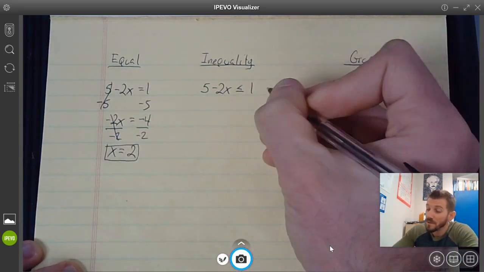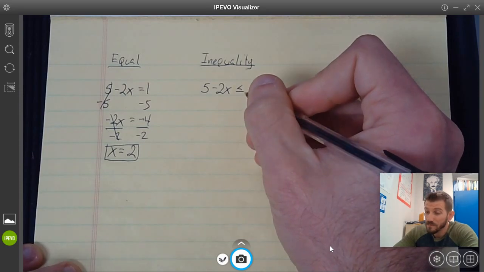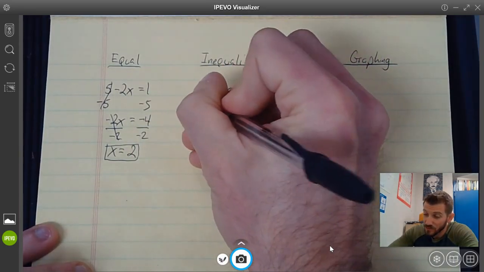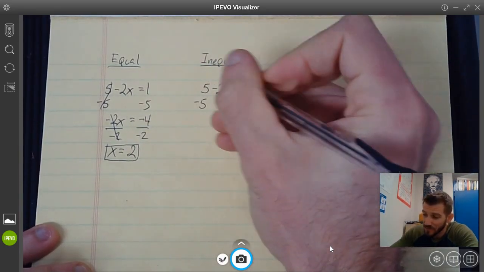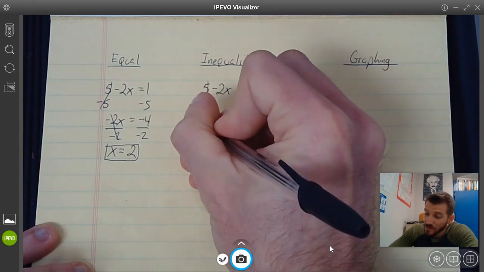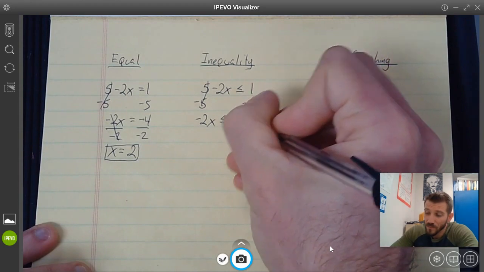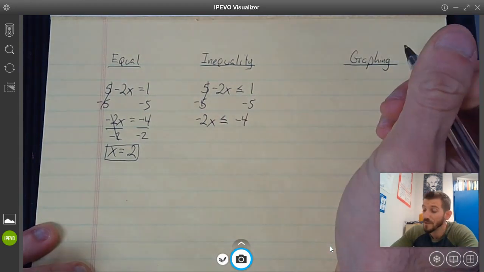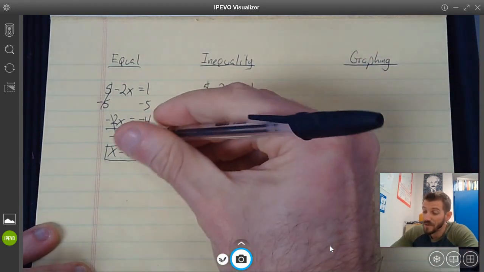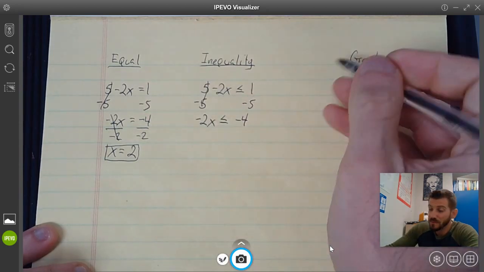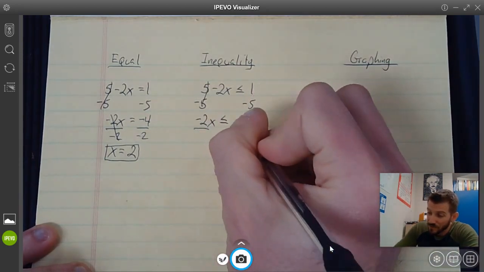Okay. For the inequality, same steps, right? We would subtract 5 from both sides. That doesn't do anything. So I still have negative 2x less than or equal to negative 4. Now to get rid of this, we divide by negative 2, right? So I'm going to divide by negative 2.